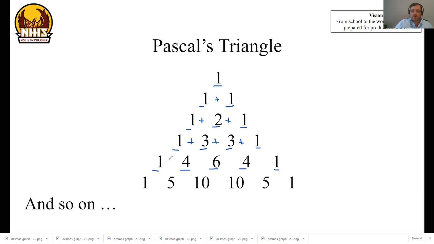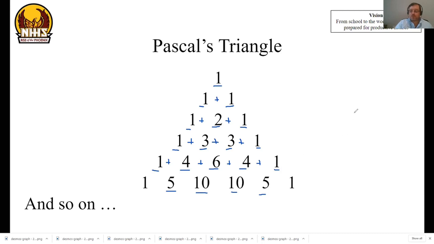Bring down the 1. 1 plus 4 gives me 5. 4 plus 6 gives me 10. 6 plus 4 gives me 10. 4 plus 1 gives me 5. And this goes on and on and on.